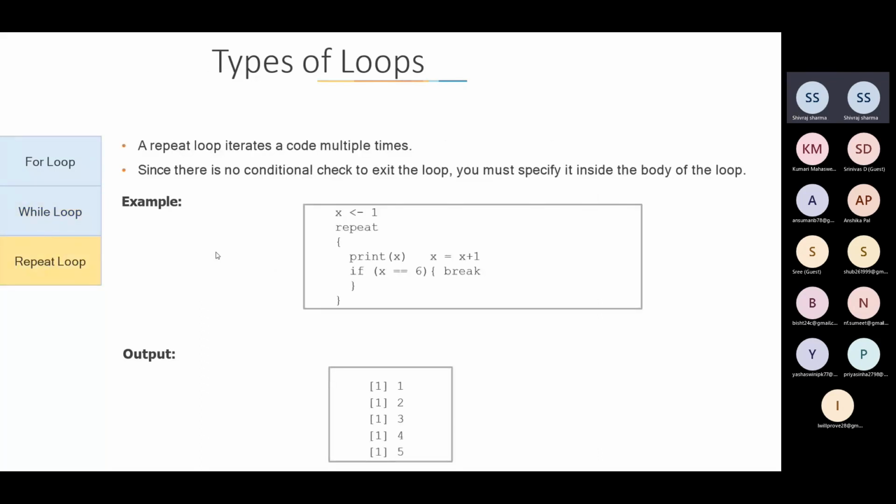What exactly does the repeat loop do? The repeat loop iterates a code multiple times. It means when we mention repeat, similarly to the while loop, it also runs up to a particular limit. If you observe in this code, we mentioned a break also. If we do not mention a break, then it will repeat the iteration up to infinity.